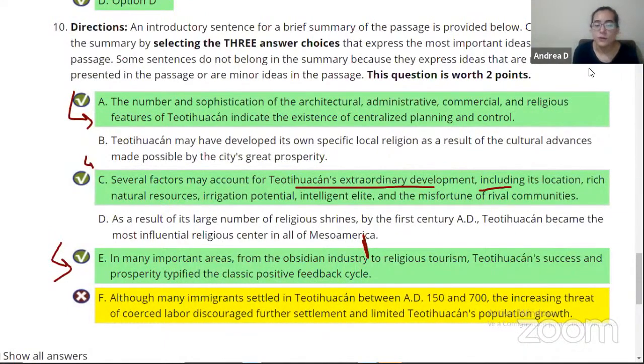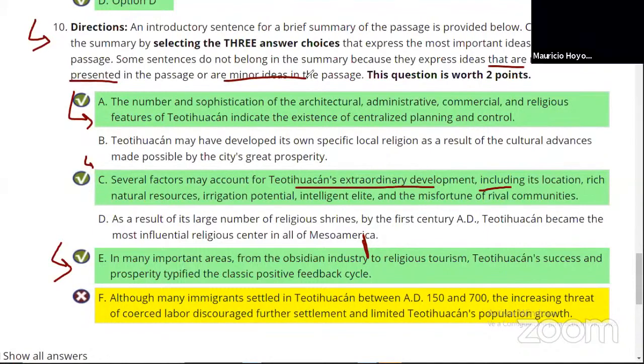Okay, so the best thing you can do here is, of course, make sure that you understand what the main idea of the passage is, Teotihuacan's development in many different areas, and you need to read. By the time you get to the 10th question, I'm sure you have read everything. And as you have here, don't include anything that's not presented in the passage or that's too specific. So they even give you those tips in there. So is this okay, you guys? Do you understand why A, C, and E are the right choices?